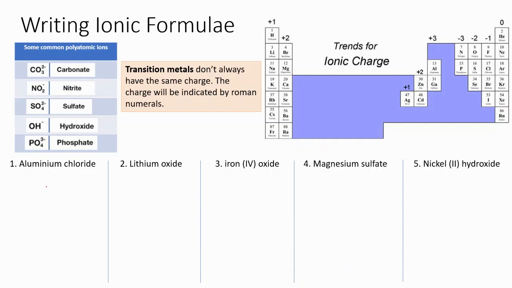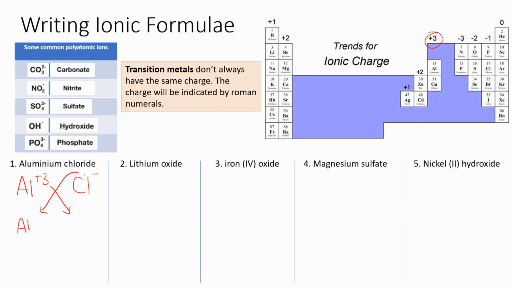We'll start with aluminium chloride. So I'm going to write down the symbol and charge for an aluminium ion, and I can see, looking at the periodic table, that aluminium will have a charge of +3. And then a chloride ion is going to have a charge of -1. What we're going to do is bring this value down and sit it next to chloride, and this value and sit it next to aluminium.